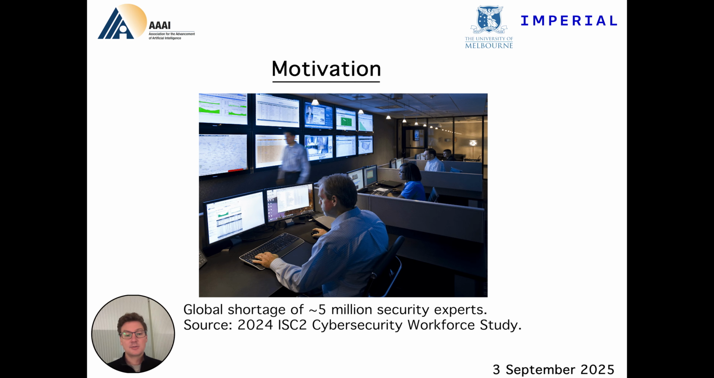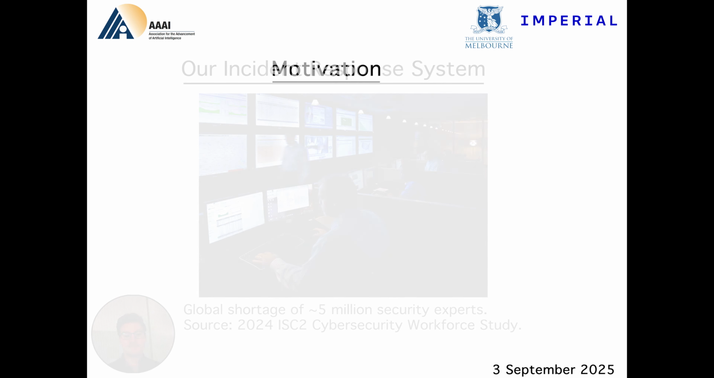Currently, incident response is managed by security experts in so-called security operations centers, as you see in the figure here. However, right now we have a global shortage of around 5 million of those experts. As a consequence, there's a strong need for new systems that can assist security operators in managing incident response.